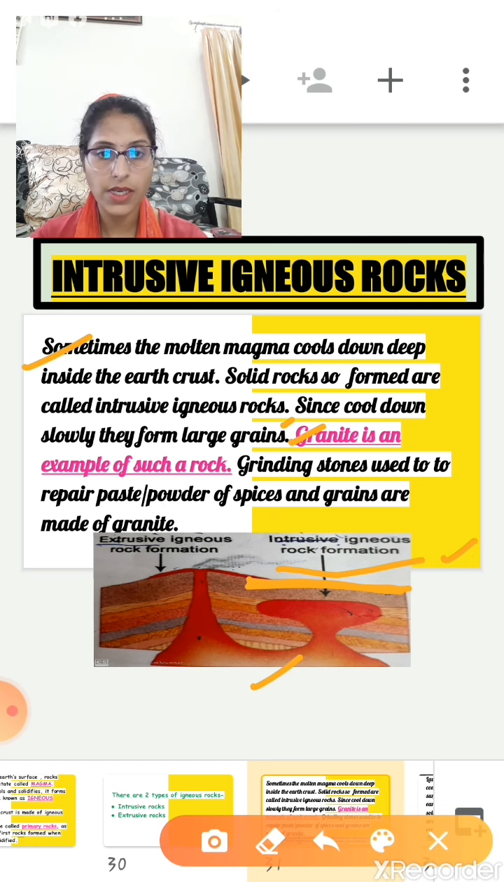Grinding stones used to prepare paste, powder of spices, and grains are made up of granite. Is it clear how intrusive igneous rocks are formed? Basically, molten magma cools down deep inside the earth, and it forms intrusive igneous rock.